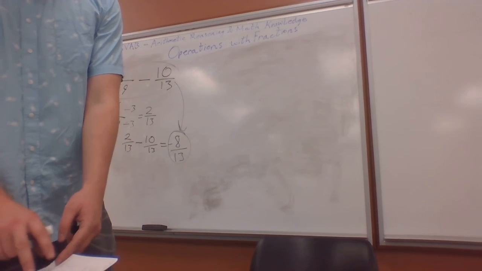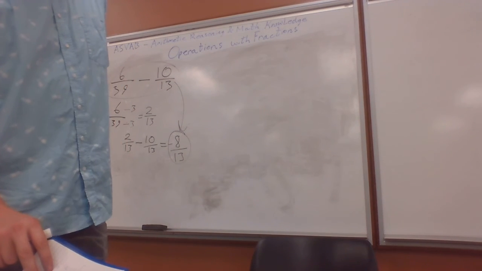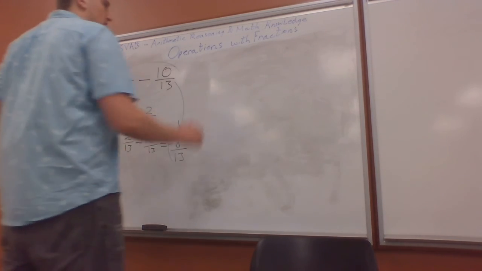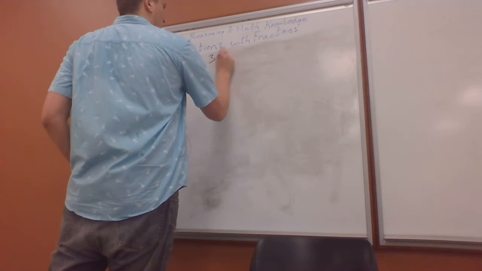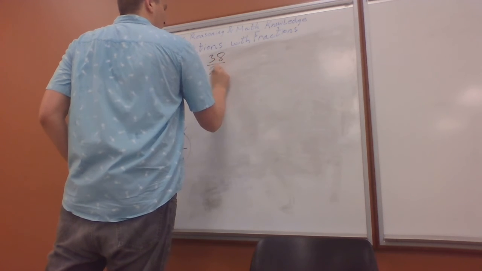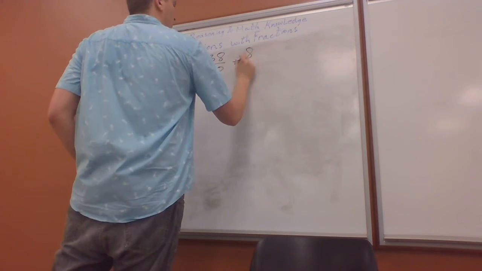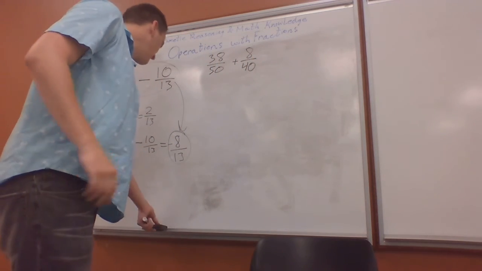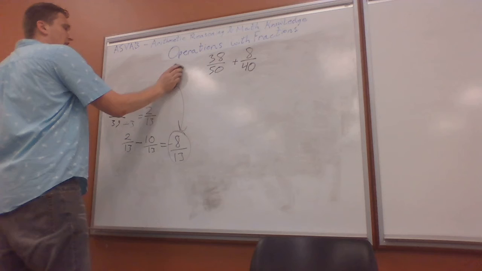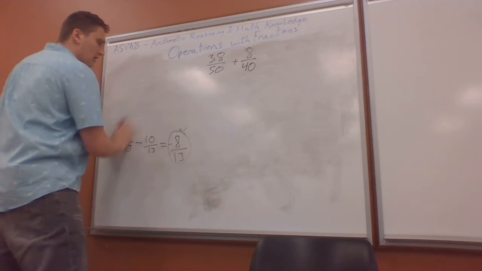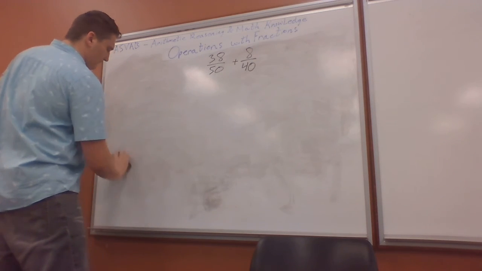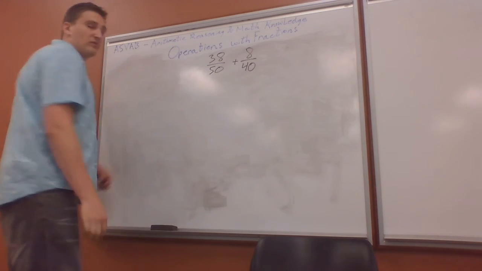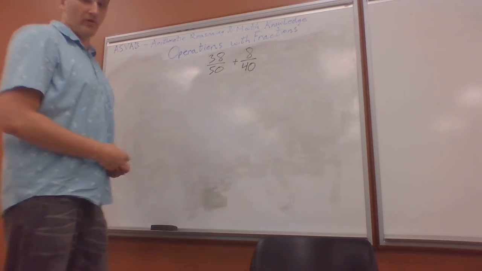Okay. Now there's one more interesting example that I want to go over. 38 over 50, plus 8 over 40. Okay. One more example. And we're gonna play around with this one a little bit. And so we are gonna get into some simplifying fractions a little bit earlier than I wanted to, but that's fine.